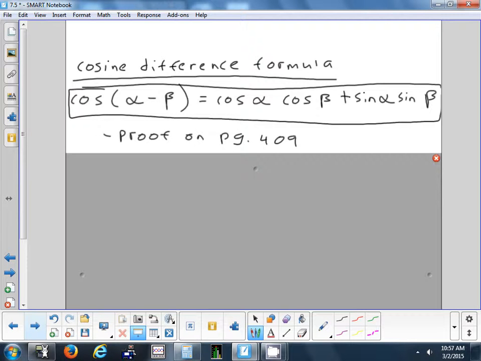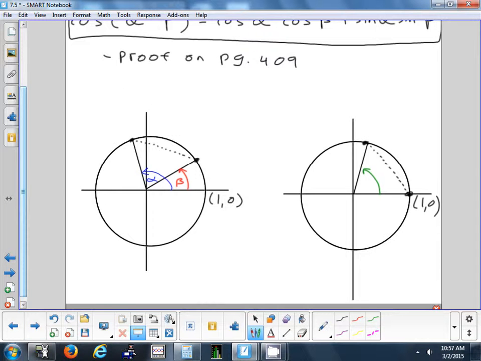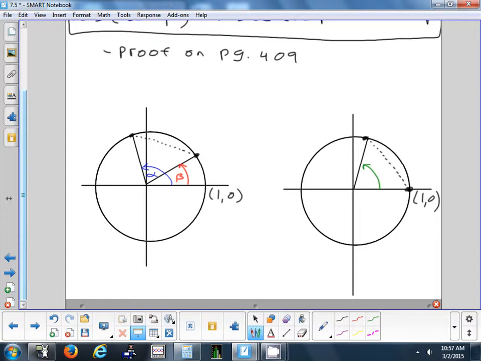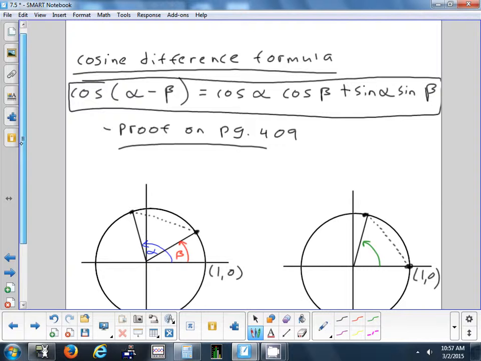The proof of it is on page 409. It's a pretty lengthy proof. It'll probably take about 15 or 20 minutes to go through it, so we're not going to go through it because I don't think the value from doing it is worth the time we need to invest. It starts out with this diagram. You do not need to draw that because we're going to hold off on the proof. Does everyone have the formula above it? Okay, so that's called the cosine difference identity, or cosine difference formula.